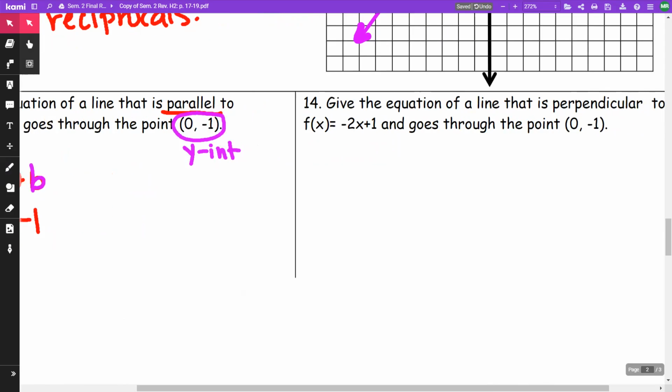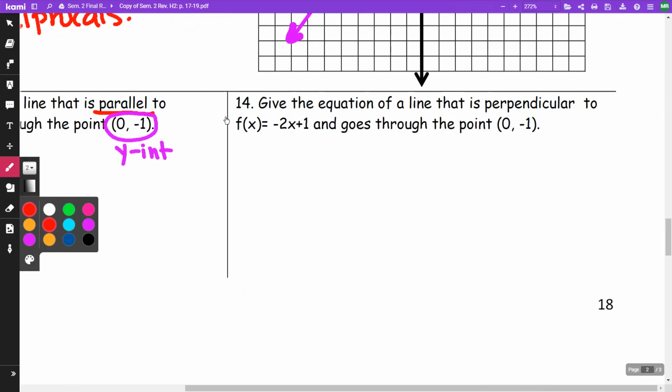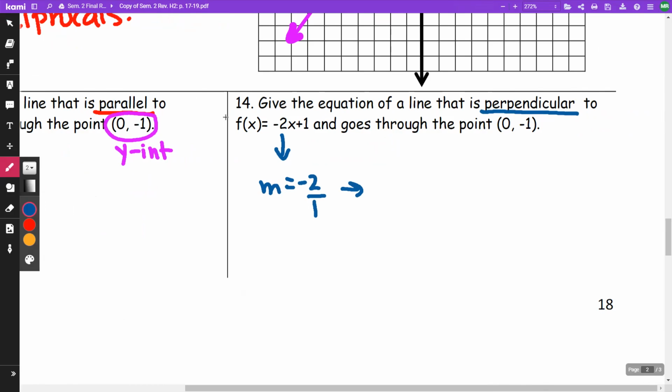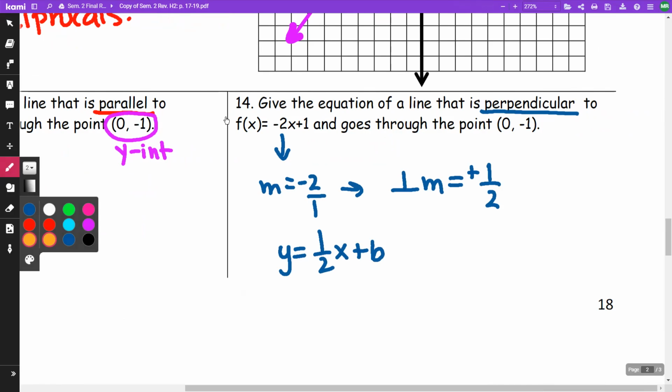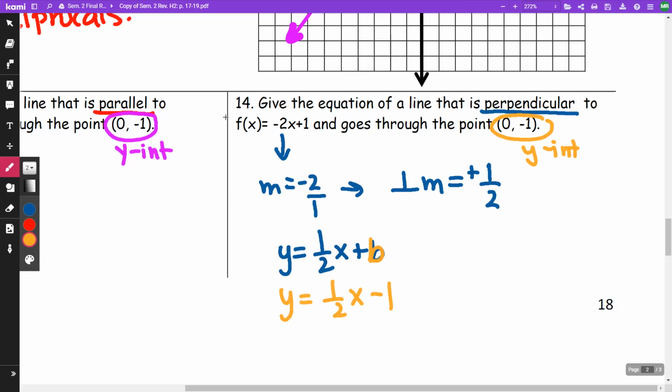Now on number 2, we want this time for it to be perpendicular. So if my slope is -2 or -2 over 1, then my perpendicular slope is equal to the negative reciprocal. So since it was negative, it's going to be positive, and then I flip it: 1/2. So the equation is going to be y equal 1/2 x plus b. And this point is again a y-intercept. So that's going to go in place of my b. So my equation is going to be y equal 1/2 x minus 1.